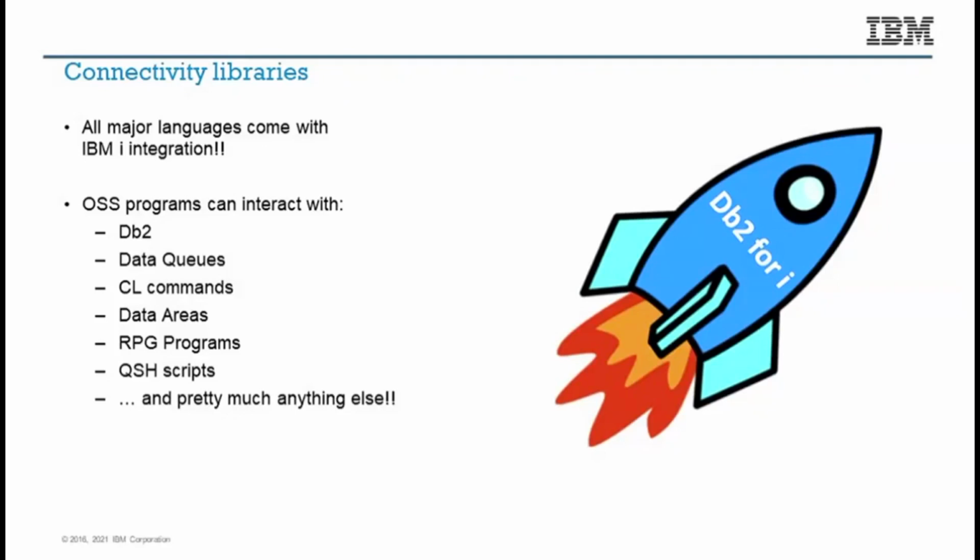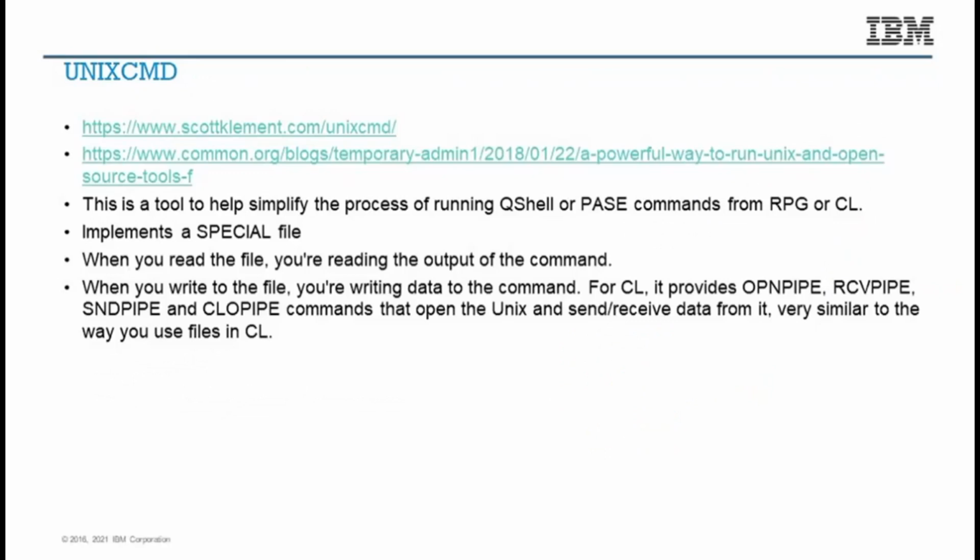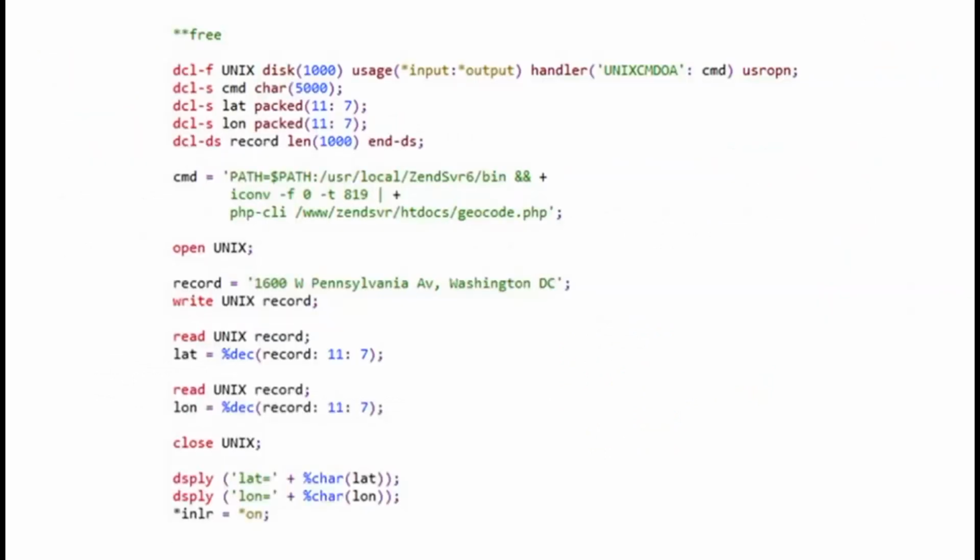A lesser known tool that I'm actually quite fond of is this tool created by Scott Clement called Unix Command. This is, again, a really great link here. If you get the PDFs, go read the more in-depth blog information about this. It lets you essentially embed commands, which might be a Node.js interpreter or a Python command, in your RPG programs, and it implements a special file so that you can read and write directly to that child job that you're spawning, right?